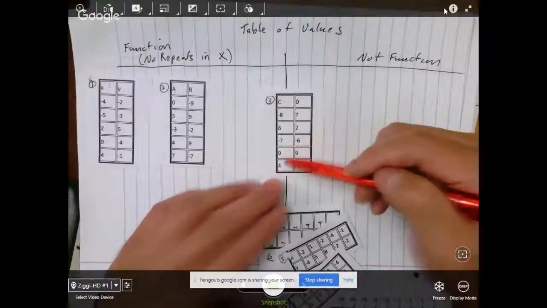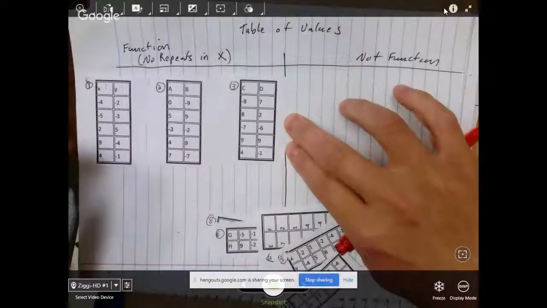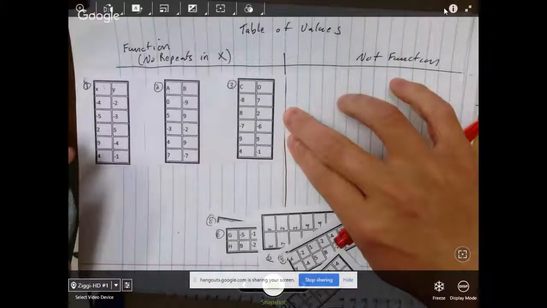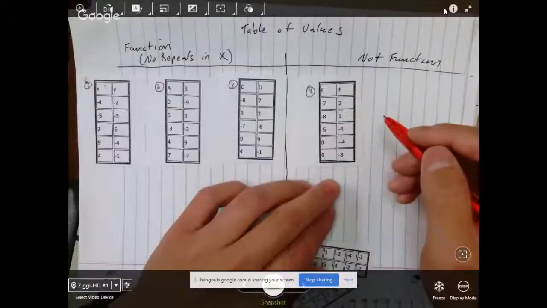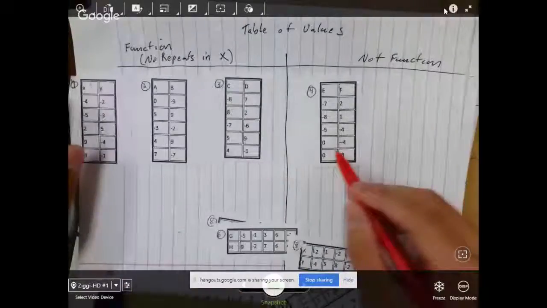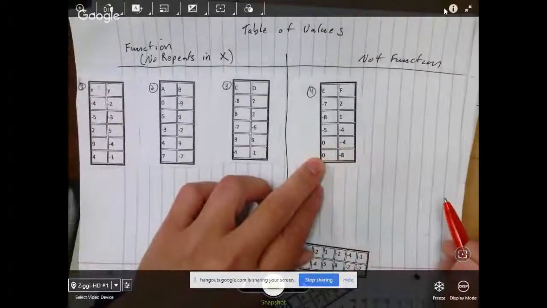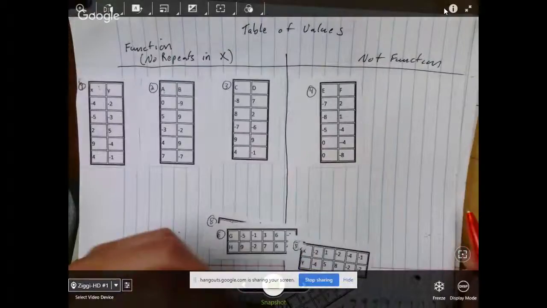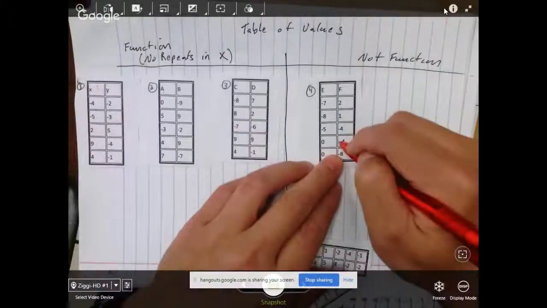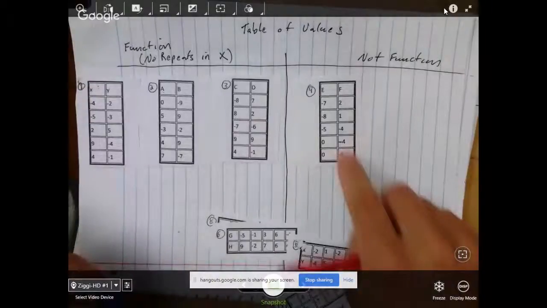Let's take a look at number 4. Number 4 is -7, -8, -5, 0, and 0. So this would not be a function. The X repeated right there. -4 had an X value of 0, and -8 also had an X value of 0. Each Y didn't have its own X value. And that is just a -4, by the way. So again, just look for repeats in the X. There is a repeat here, so that's not a function.